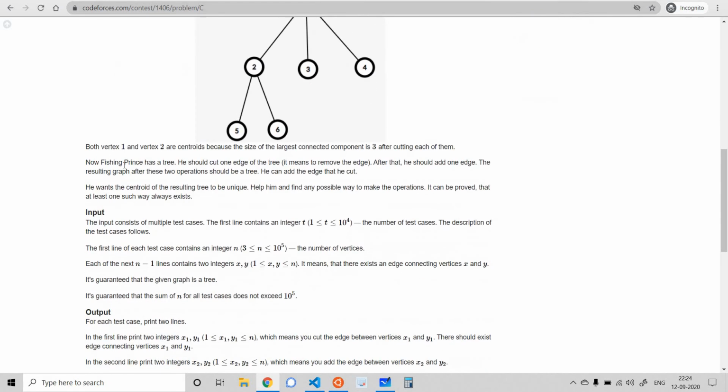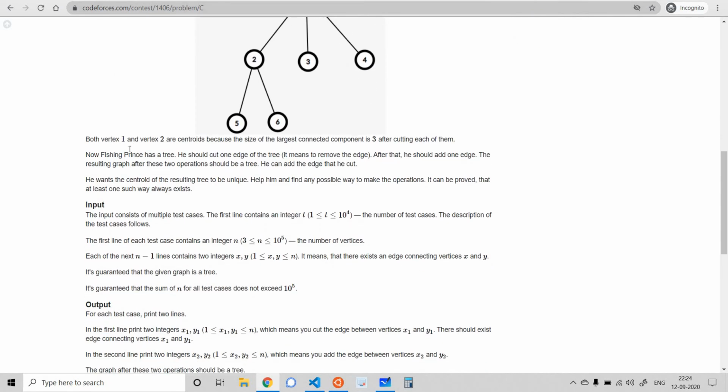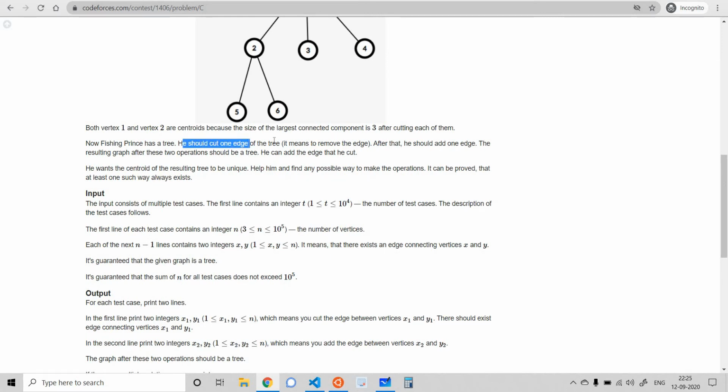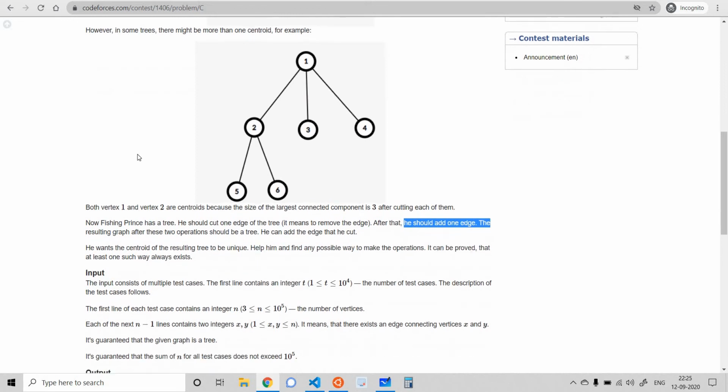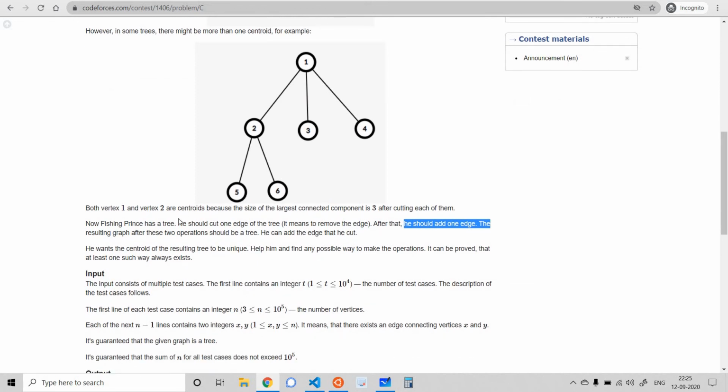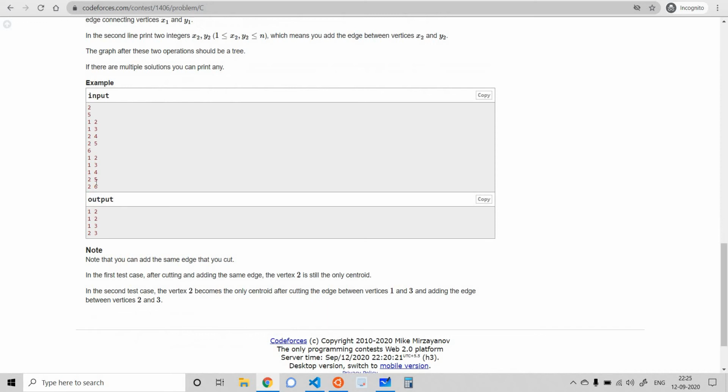Let's read the remaining part. He should cut one edge of the tree, and after that he should add one edge, such that after performing this operation, the tree would only have a unique centroid. As we can have at most two centroids, after deleting one edge and adding another edge, that edge can be the same one we deleted earlier. After doing that operation, we should make sure that our tree has a unique centroid. We need to output those two edges which we are deleting and adding.